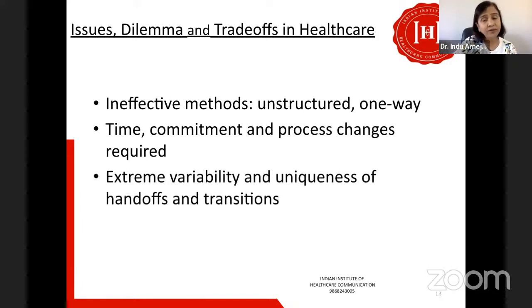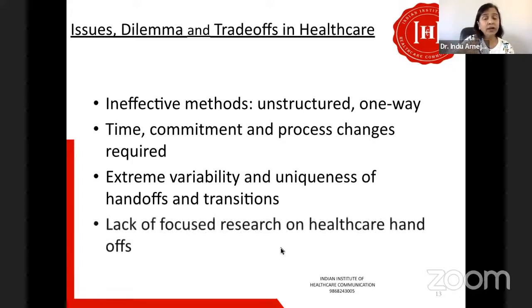Also, there is extreme variability. A patient in an orthopedic ward will have a different kind of need than the patient in the ICU or in a pediatric surgery or in a neurosurgery department. So there's extreme variability when it comes to handoffs in different areas. So that means we have to come up with different handoff templates to make sure that we cover the required need of that particular handoff.